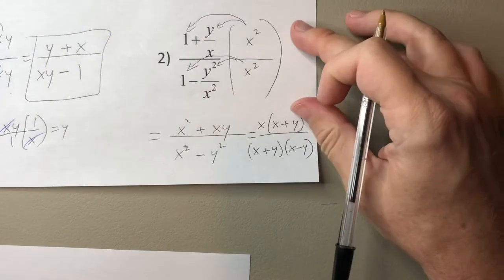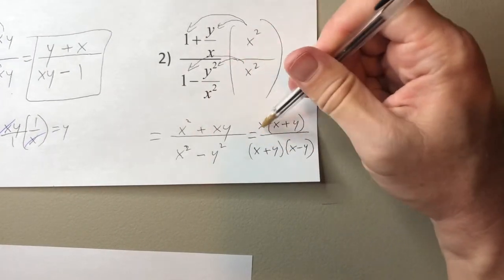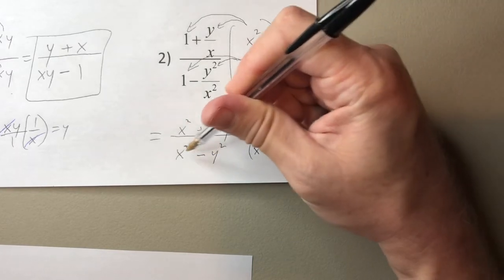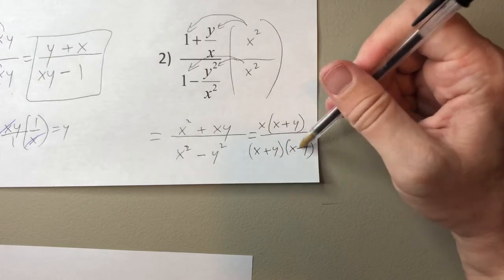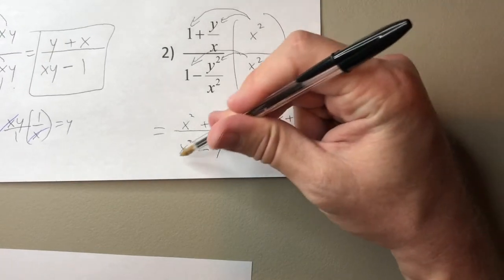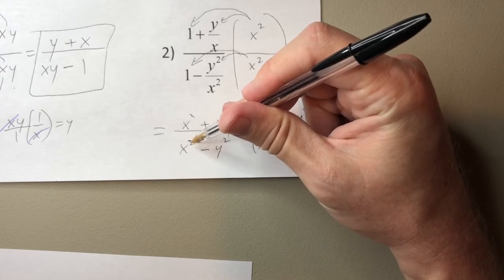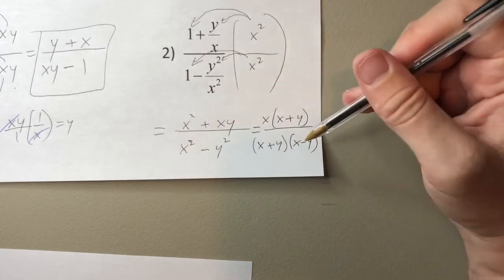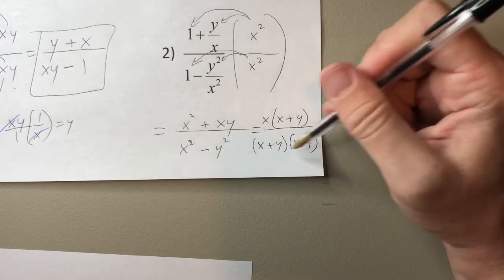And let me explain what I just did. On the top, I factored out the LCD of x. Okay, on the bottom, you need to recognize that this is a difference of 2 squares. So this is what the product would be of a difference of 2 squares based on this. The square root of x squared is x. Square root of y squared is y. Then you alternate the signs.